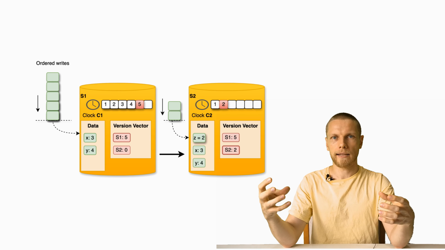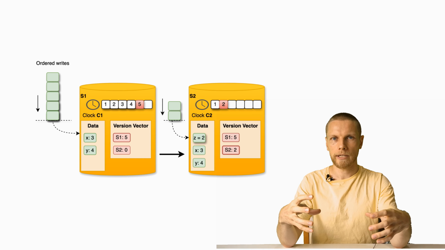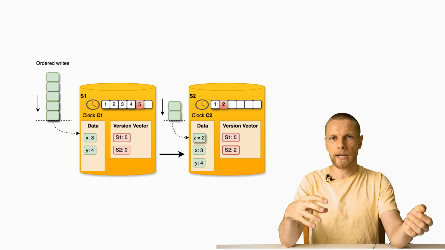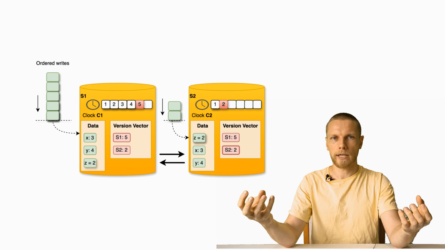So now we can see that server 2 is ahead of server 1, and we can say it just by comparing their version vectors. Then we have opposite replication, and now version vectors are equal, and by looking at them we could see that those servers are in exactly the same state.